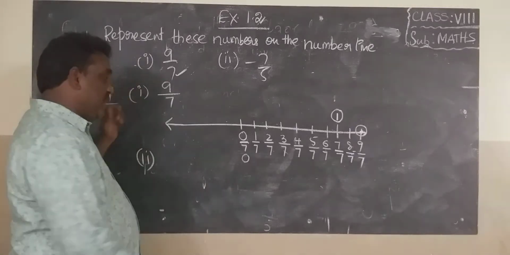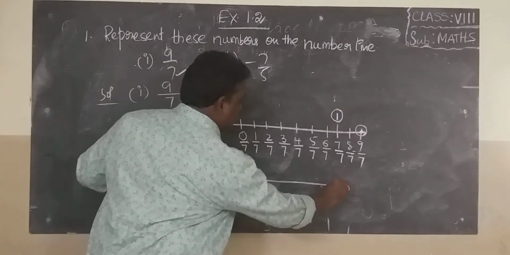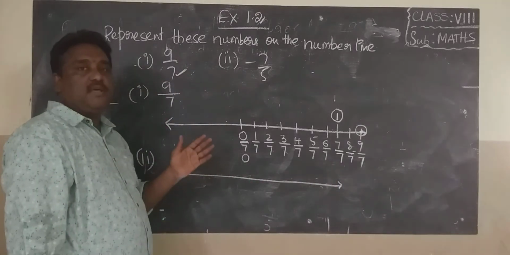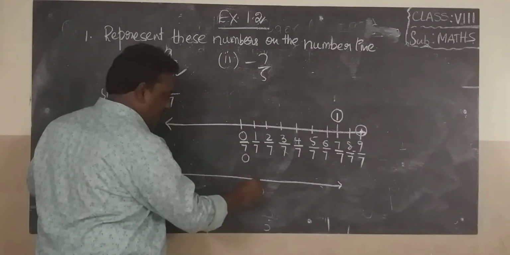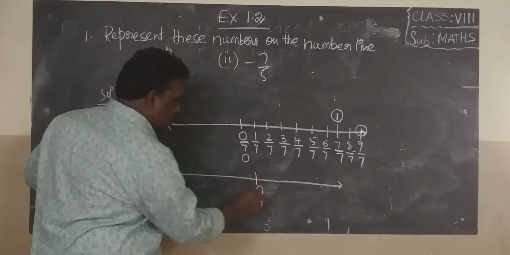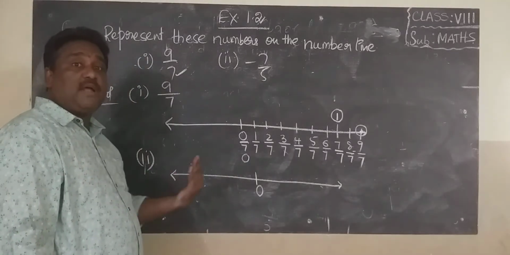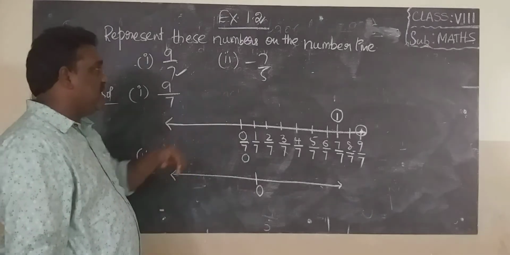Then the second one, minus 7 by 5 on the number line. Remember, we are not writing everything. We are just drawing the number line and dividing with the number. Then, for minus 7 by 5 on the number line, the middle number is 0. Take the left part of the number line, only till minus 7.